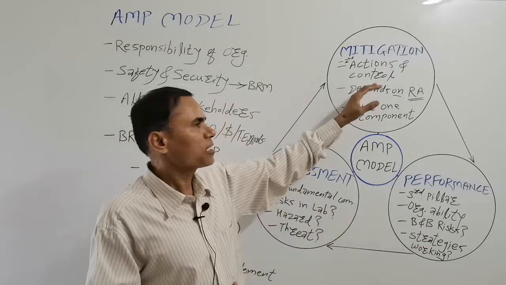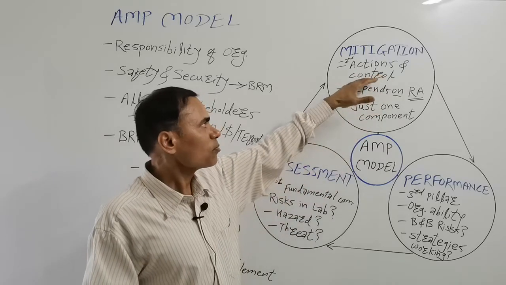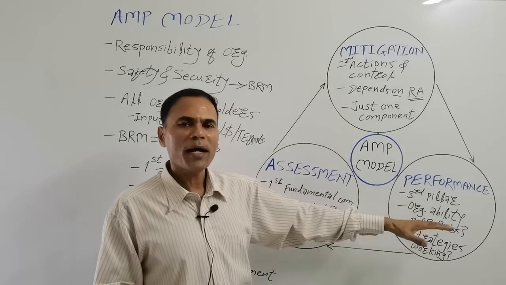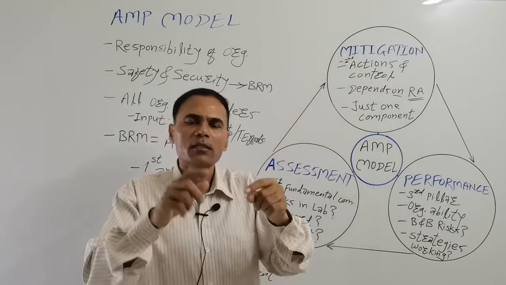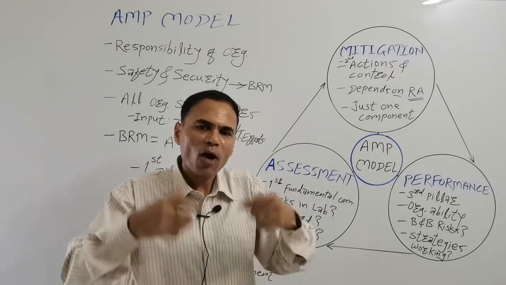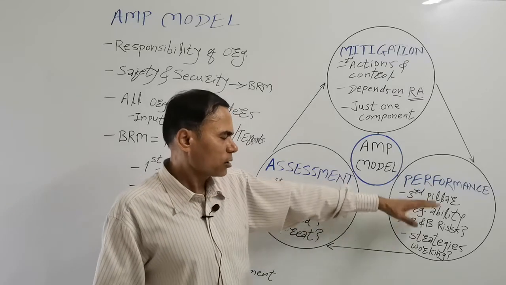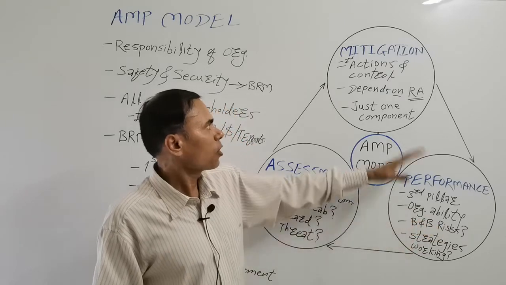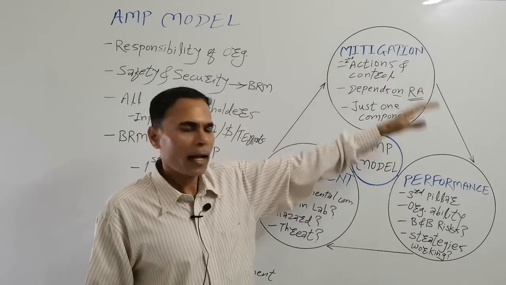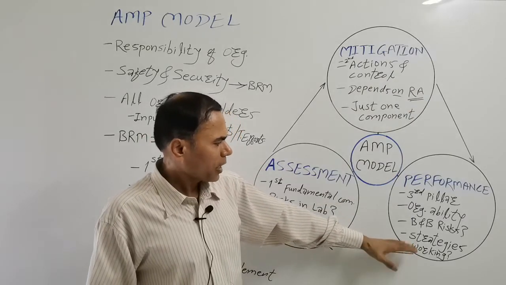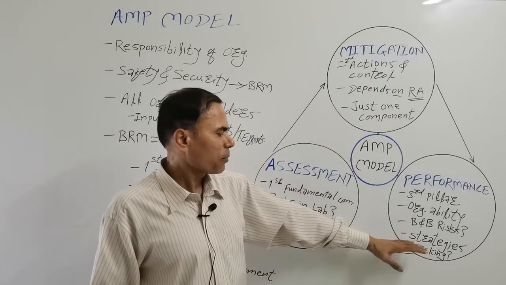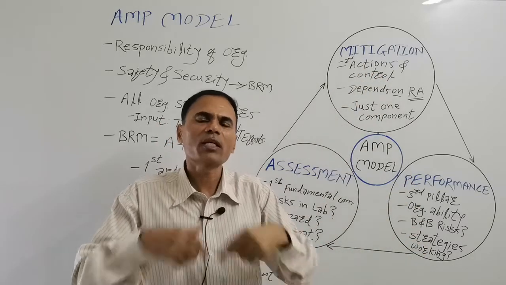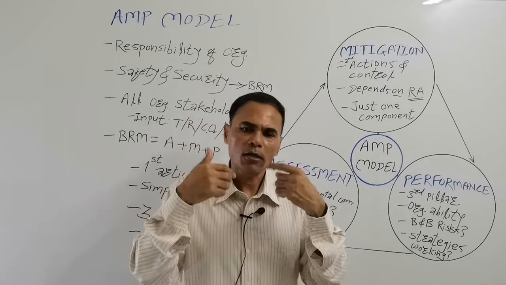Because in mitigation, you are taking appropriate actions and control measures. So in the performance stage, you have to find out whether these actions and control measures are working or not, and how effectively they are working. So this stage, performance, will help you to identify the efficacy of these control measures as well as actions. And you will also find out whether the strategies which you have used for the mitigation are working or not.